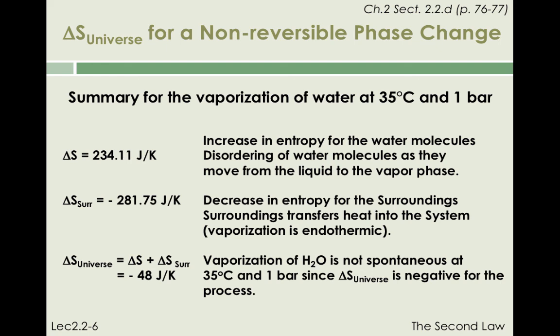Had we done similar calculations at temperatures above 100 degrees Celsius, we would have obtained similar signs for delta S and delta S surroundings, but the magnitude of delta S would have been greater than that of delta S surroundings, leading to a positive delta S universe and a spontaneous process of vaporization.